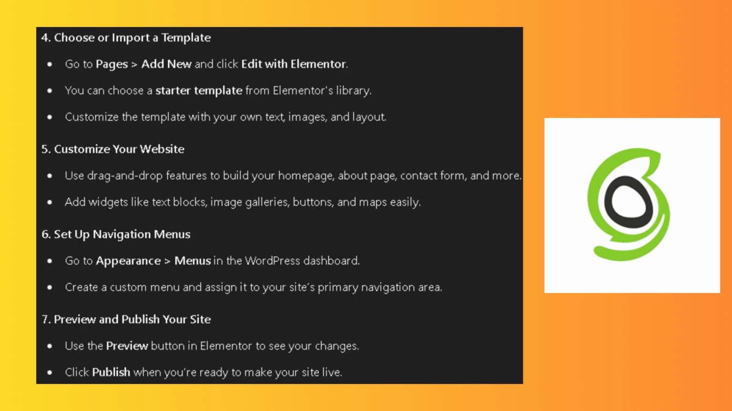Set up a navigation menu. Go to Appearance, Menus in WordPress dashboard. Click Create a new menu and assign it to your primary navigation area.